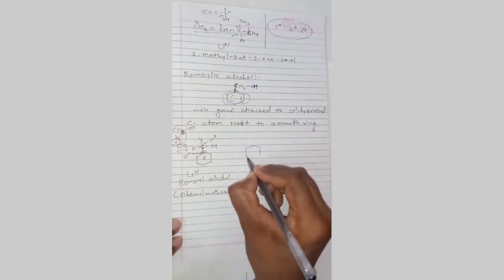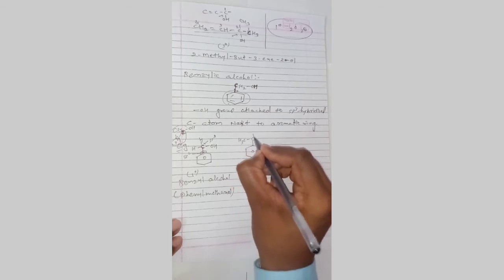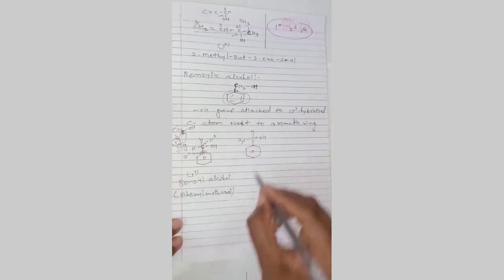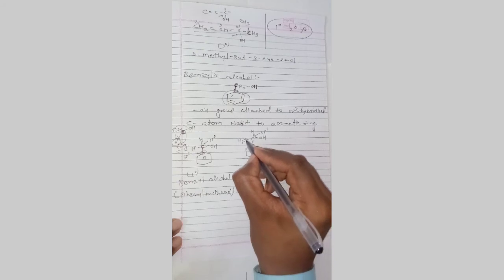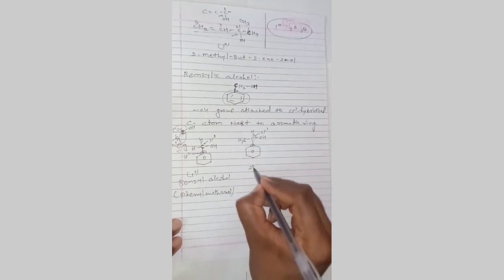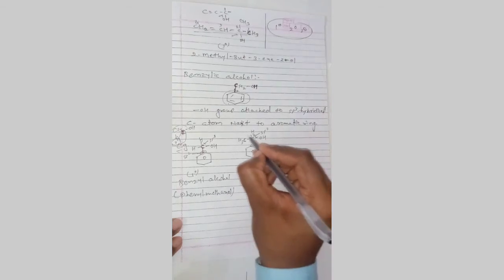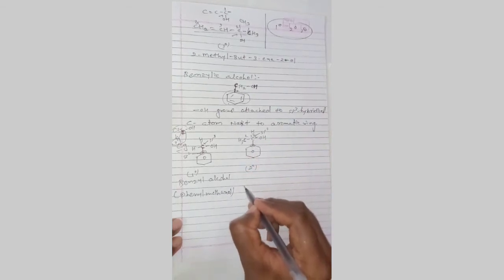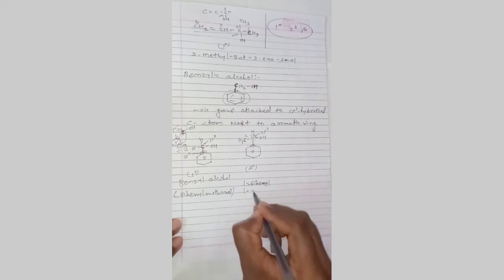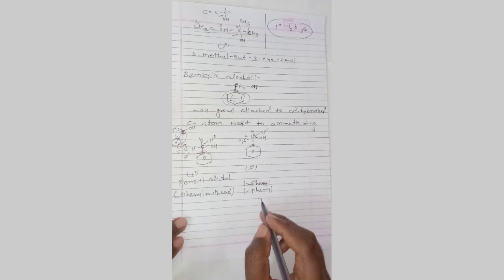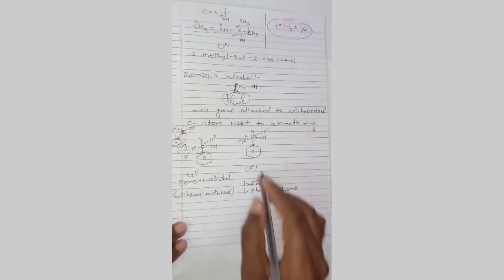Now here one hydrogen is replaced by a methyl group. Now this sp3 hybridized carbon atom is bonded with 1 and 2 carbons. So this is secondary benzylic alcohol, and its name here 1 and 2. On first position phenyl group, so 1-phenylethanol.